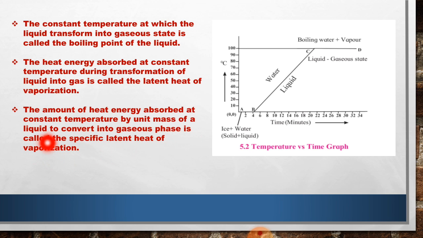जब liquid जो है वो gaseous में convert हो जाता है, and then this is called what? Latent heat of vaporization. But जब भी unit mass ये term use होता है for a liquid to convert into gaseous phase, then it is called specific latent heat of vaporization. Specific latent heat, specific heat is given.